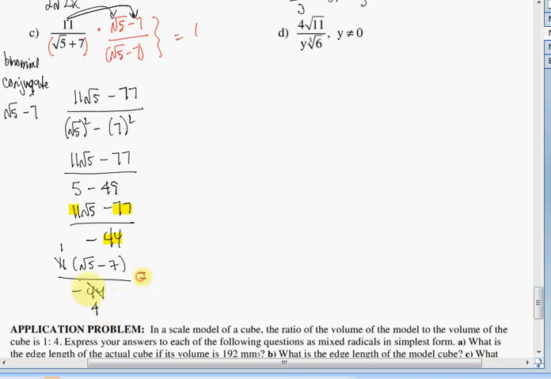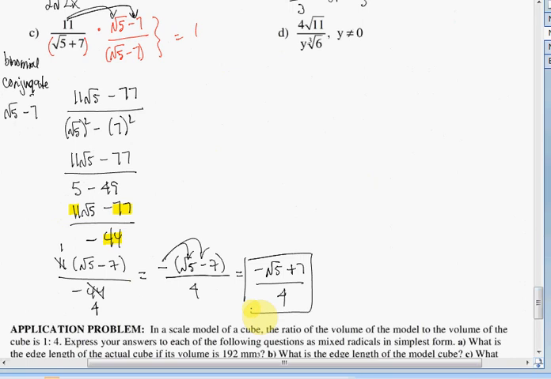And we don't want a negative in the denominator. We're going to bring it up to the numerator. Leave root 5 minus 7 in the bracket over 4, and then distribute your negative. Okay, and you're going to get negative root 5 plus 7 over 4, and that's your final answer.